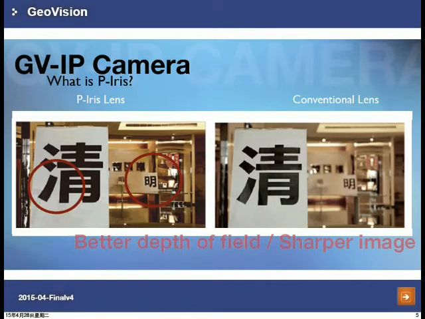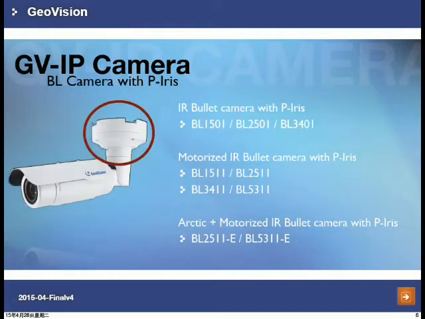The left-hand side is a picture taken by the camera with a P-Iris, and the right-hand side is taken by the camera with a conventional lens. It is obvious that the left-hand side provides a better depth of field and a sharper image. The part with the red circle here is basically our newly designed physical design. So what advantages can we get from this little box? This little box helps you put all of the cables together. This is the first advantage. And the second advantage is that it provides a better waterproof effect.